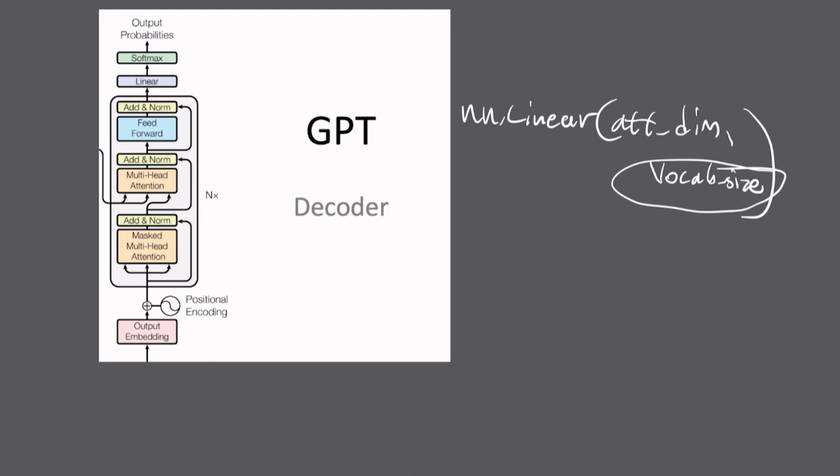And then to squash those numbers between 0 and 1 and actually make them all add up to 1 so we can interpret them as a series of probabilities, that's what the softmax function is for. And that will be the decoder transformer.